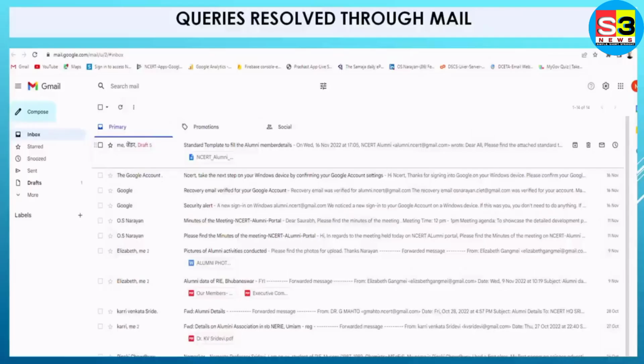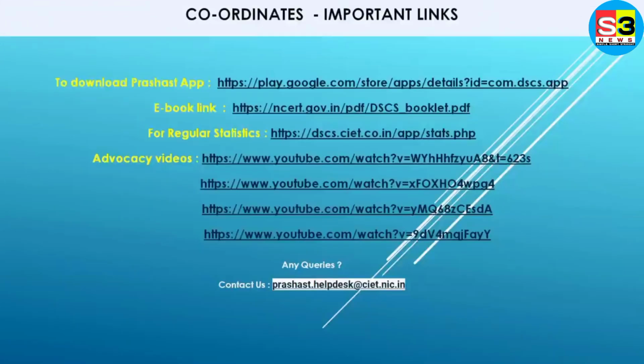And then next is the screenshot of the queries that we are receiving, and the next one is the important links. These links are available within the PRASHAST app also. Regular statistics, ebook, download PRASHAST, and advocacy videos are available at these links. The 4 links are given, and today's session link will also be made available.